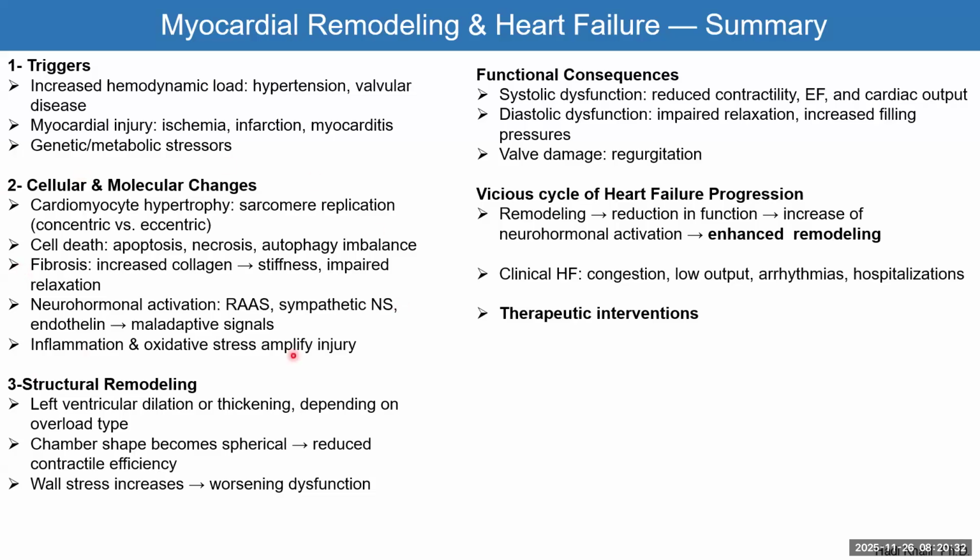When these cellular and molecular changes happen, it will cause the structural remodeling of the muscle itself. So the left ventricle becomes dilated or thickened, depending on the cause. The chambers of the heart will become different. The wall stress will become different. So that's a structural remodeling.